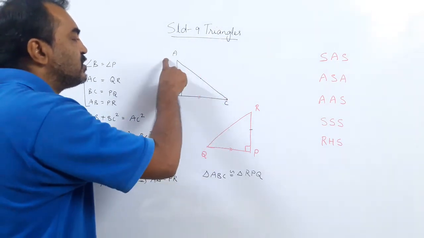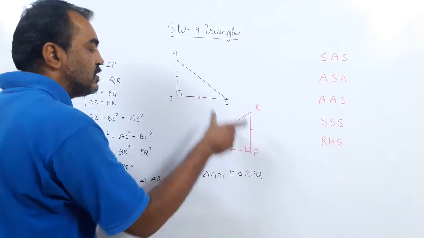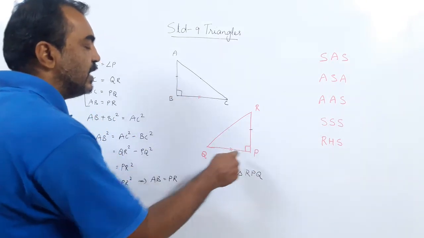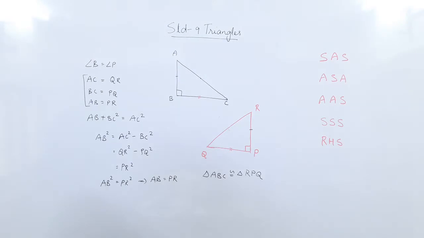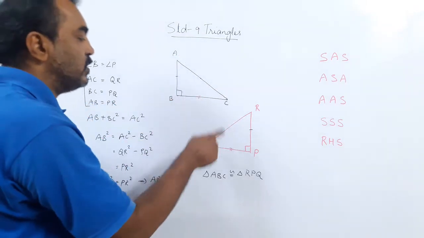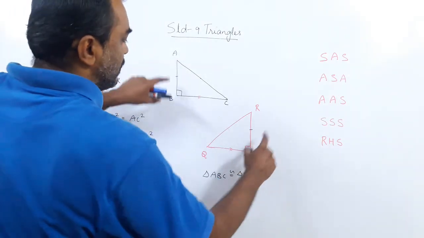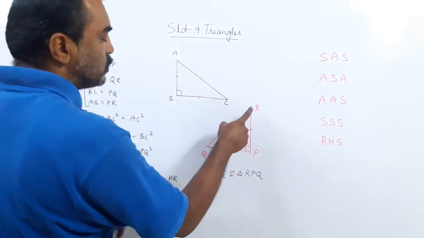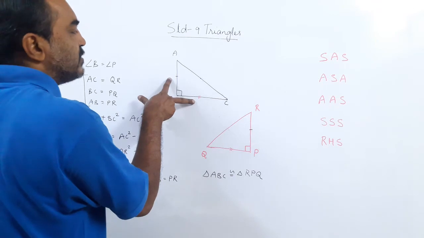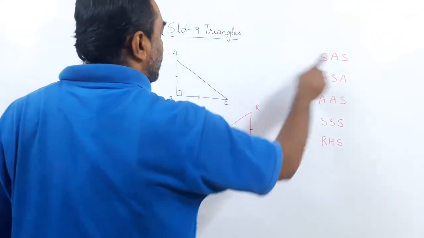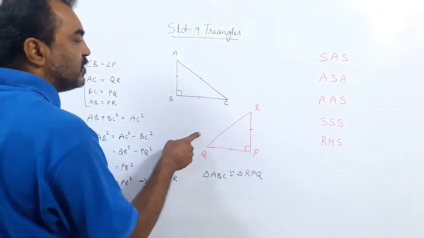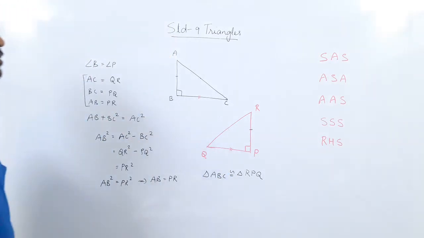Now, here I have given this side and this side is equal, this side and this side is equal, and this is 90 degree. But it is not mentioned the hypotenuse is equal. So here I will use which one? I will use SAS, side, angle, side. So when I am not mentioning the hypotenuse, the two sides are given, then you have to use SAS. Only when the hypotenuse is given equal, you will use the RHS.